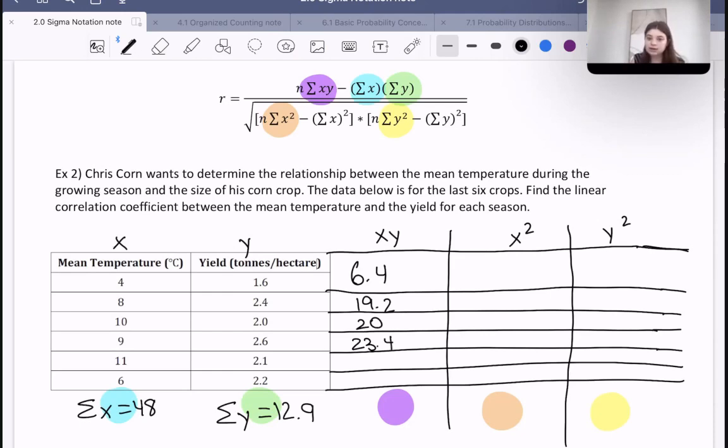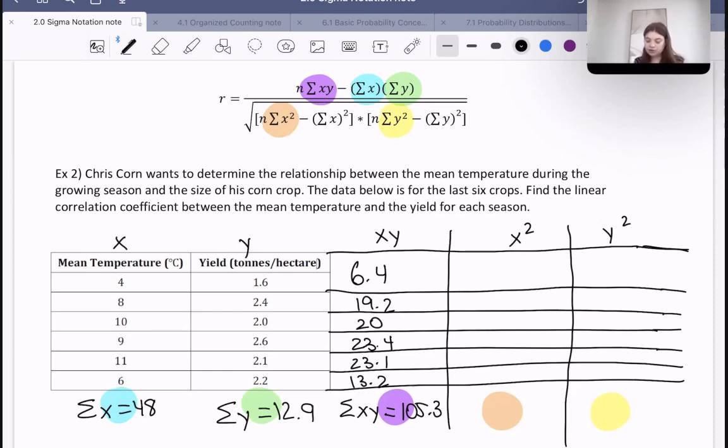11 times 2.1 would be 23.1. And lastly, 6 times 2.2 is 13.2. Okay, so now we've got to add all of those values up. So let's add them up. 6.4 plus 19.2 plus 20 plus 23.1 plus 23.4 plus 13.2 is going to give us 105.3. Very good.